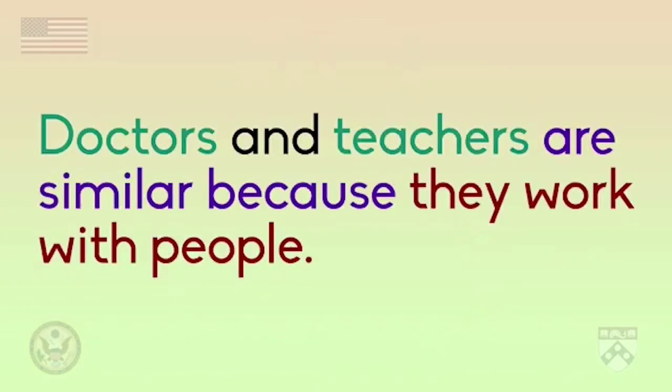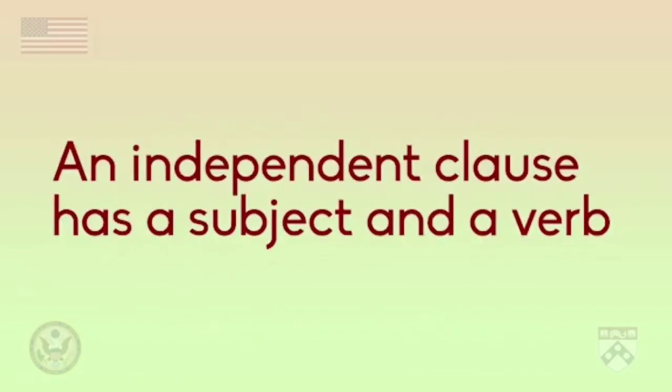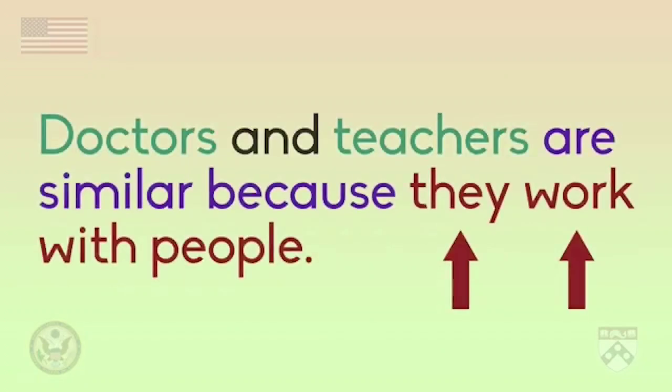Doctors and teachers are similar because they work with people. The two nouns being compared are doctors and teachers in green. Then you see the phrase are similar because in purple, followed by the independent clause, they work with people. An independent clause is a complete sentence that has a subject and a verb. In this example, the independent clause has a subject, they, and a verb, work.